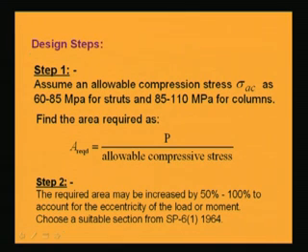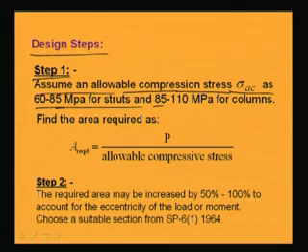Now I will discuss the design steps to follow for the design of a beam column type member. In the first step, we assume an allowable compressive stress sigma AC as 60 to 85 MPa for struts and 85 to 110 MPa for columns, as we discussed in the last class also. This is the starting point.